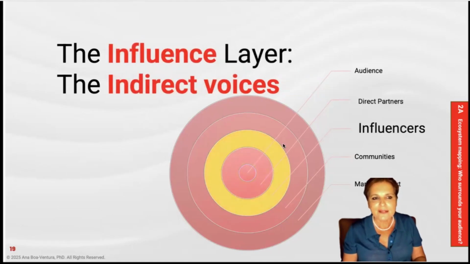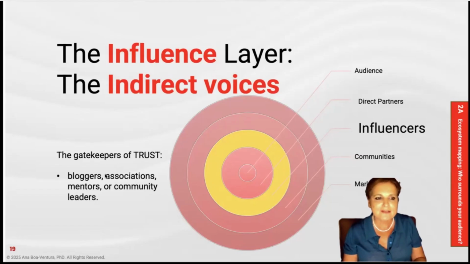The influence layer comes next, and these are the indirect voices. These are very important because they're influencing your potential customers and your customers. And it's not obvious that you always have direct access to them. That's why they're called the indirect voices, the influence layer. What I mean by this is they're really the gatekeepers of trust. These are the bloggers, the associations, the mentors, or community leaders. A blog can make or destroy a local coffee shop that's just started, I don't know, in Oakland or Berkeley. It can be totally destroyed by a blogger who writes about local coffee shops and has enough trust and reputation from the community that people actually trust what's written there, so they can make or destroy or kill a business.